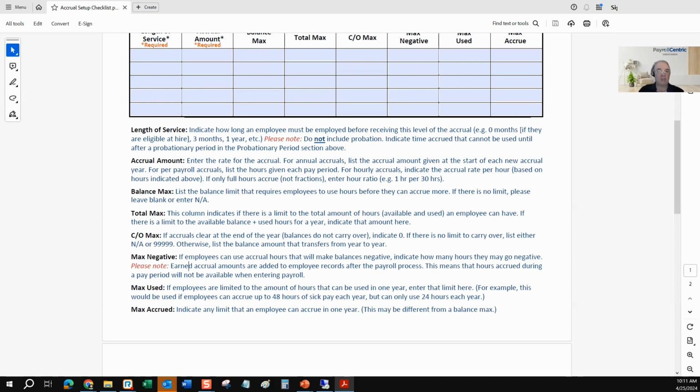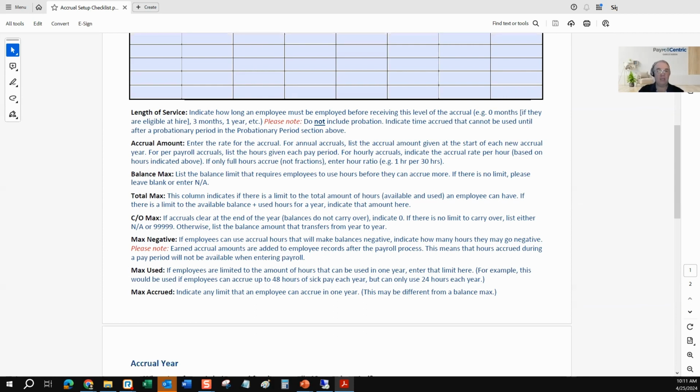And then there's max use. This is going to be able to limit the number of hours that can be used in 1 year. So you can tell it that they can only use a certain number of hours in that year, regardless of what their balance maximum is.